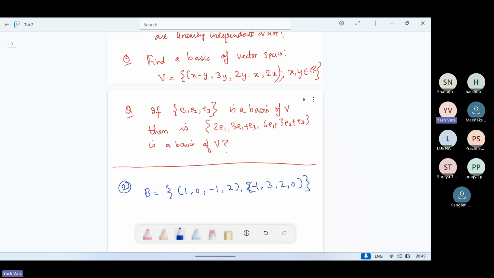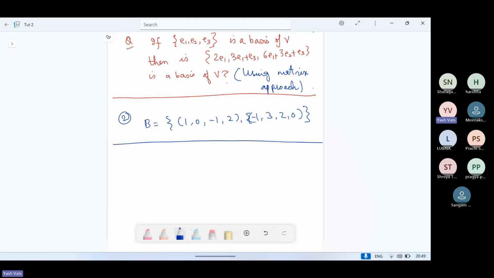Okay. And what about the third question? If E1, E2, E3 is the basis, then is it the basis? How will you check it? By matrix approach. Yes. So the answer is using the matrix approach. I will write some more questions so that you can practice again. Okay. Let me write that.